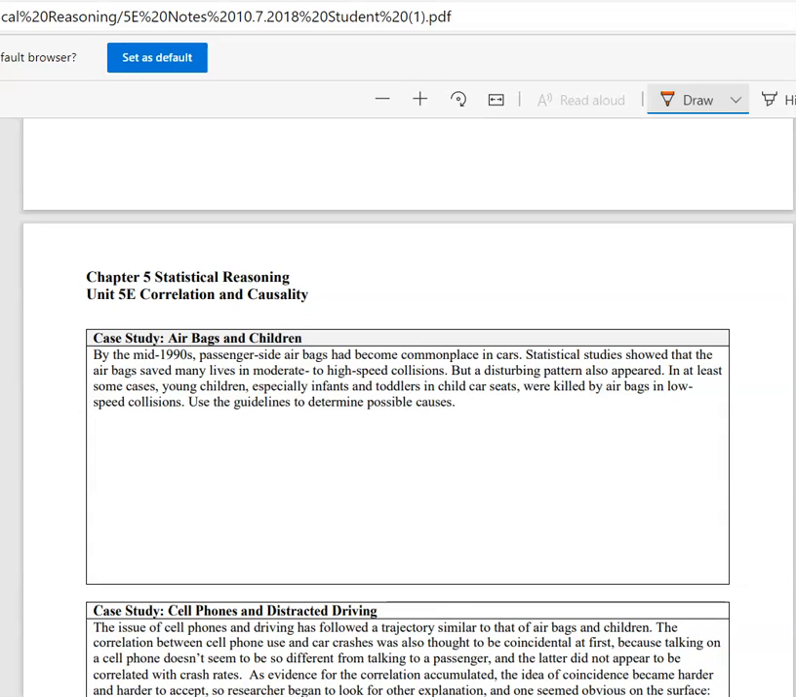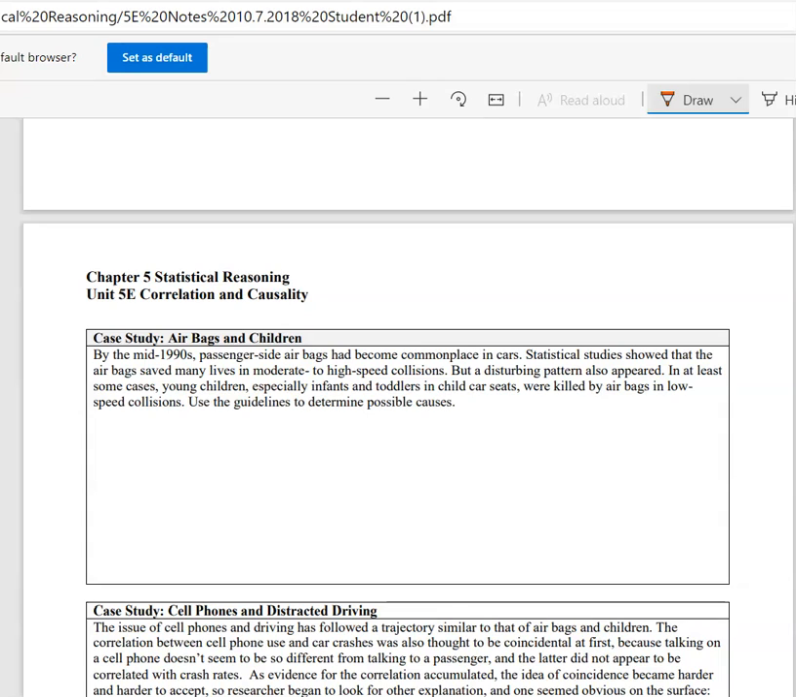Well, at first, many safety advocates found it difficult to believe that airbags could be the cause of the deaths. But the observational evidence became stronger, meeting the first four guidelines for establishing causality. For example, the greater risk to infants in child car seats fit Guideline 3, because it indicated that being closer to the airbags increased the risk of death.